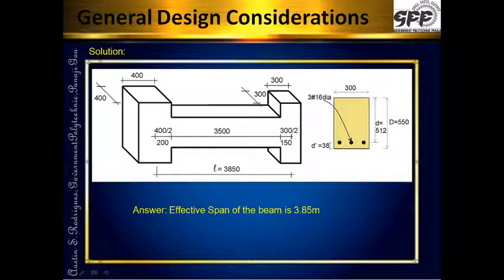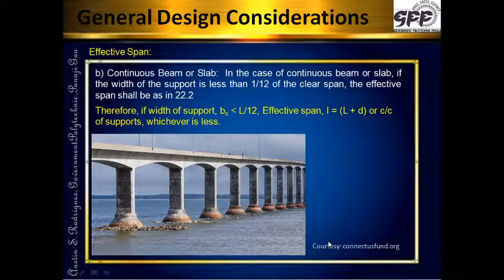So now we are continuing from where we had left earlier, that is the effective span of the simply supported beam. Now looking at the second part of the clause, part B talks about the effective span of continuous beam or slab. Over here, in the effective spans of continuous beams or slabs, there are different conditions.